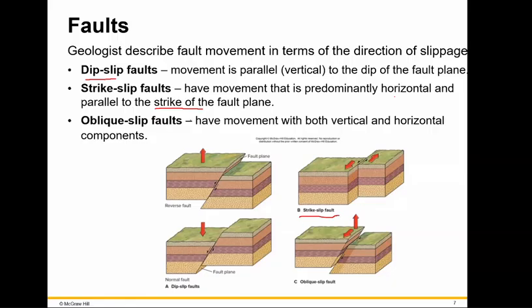And then, for the oblique slip, like I already told you, you've got both vertical and horizontal components of movement, like you see already illustrated in this diagram. You've got both vertical and horizontal. That is an oblique slip fault. So this is just to describe faults in terms of the direction of slippage of the fault.